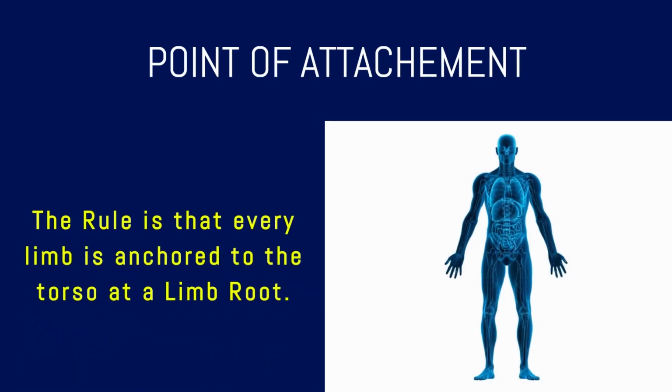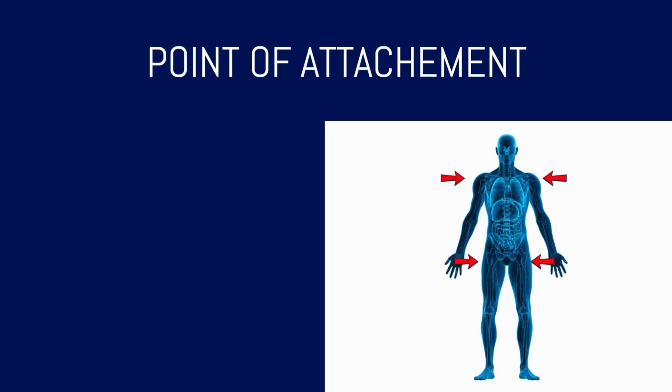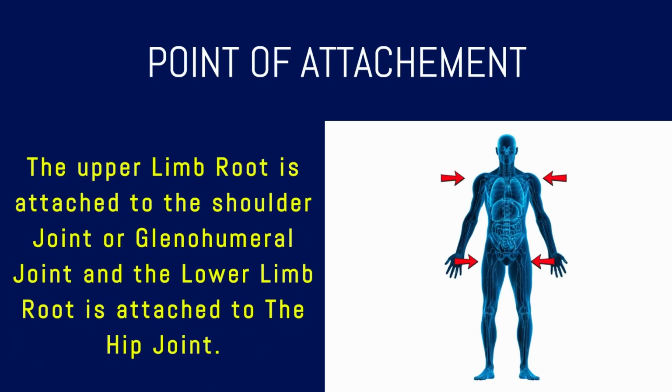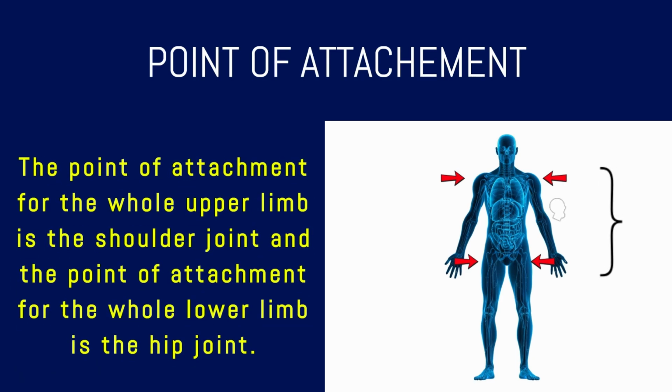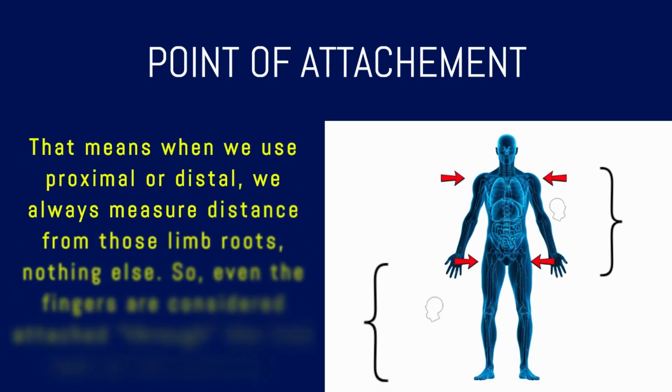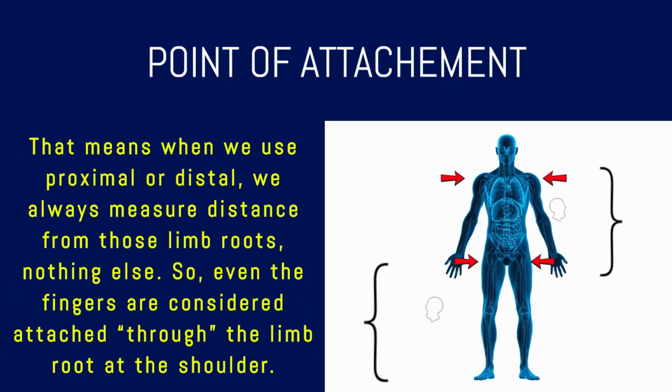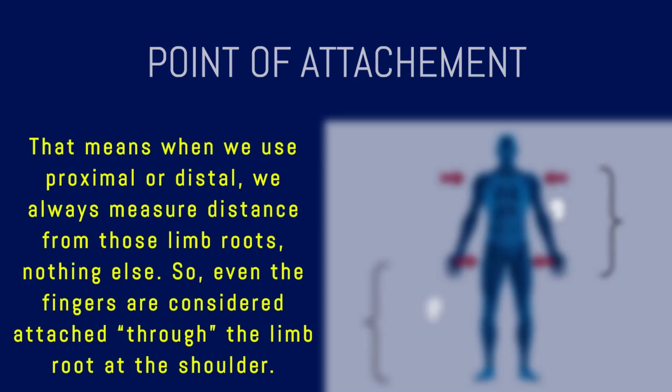The rule is that every limb is anchored to the torso at a limb root. The upper limb root is attached to the shoulder joint or glenohumeral joint, and the lower limb root is attached to the hip joint. The point of attachment for the whole upper limb is the shoulder joint, and the point of attachment for the whole lower limb is the hip joint. That means when we use proximal or distal, we always measure distance from those limb roots, nothing else. So even the fingers are considered attached through the limb root at the shoulder.